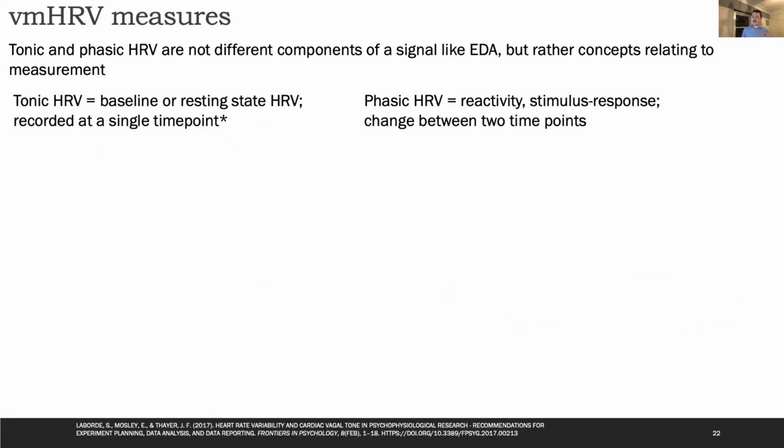There's, again, tonic and phasic components to this, but they're slightly different. We're not breaking down a signal into two separate components, but they relate to how we measure it. So tonic HRV is your baseline heart rate variability. Tonic here just means you've recorded it at one time point, whereas phasic heart rate variability refers to the change in heart rate.